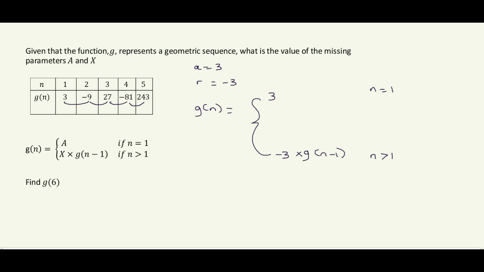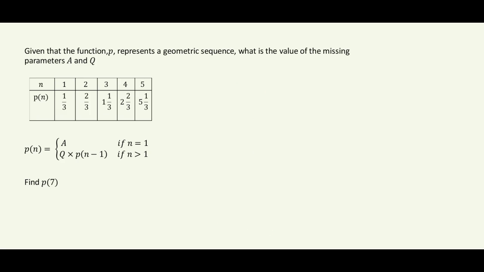So now we want to look for g of 6. G of 6, as we said earlier, is going to be -3 multiplied by g of 5, which is -3 multiplied by 243, and when you go through the computation, you get -729.